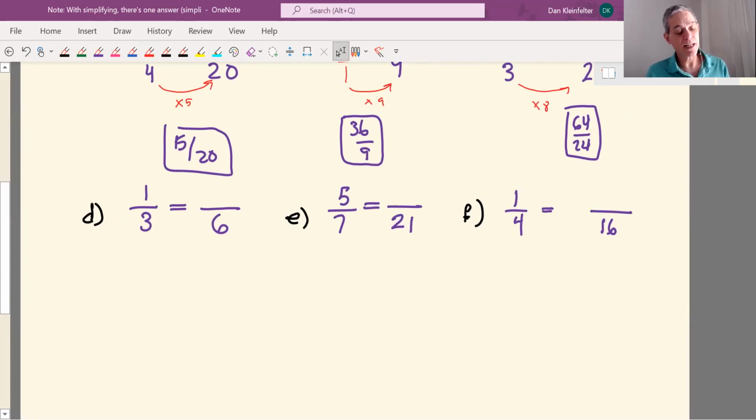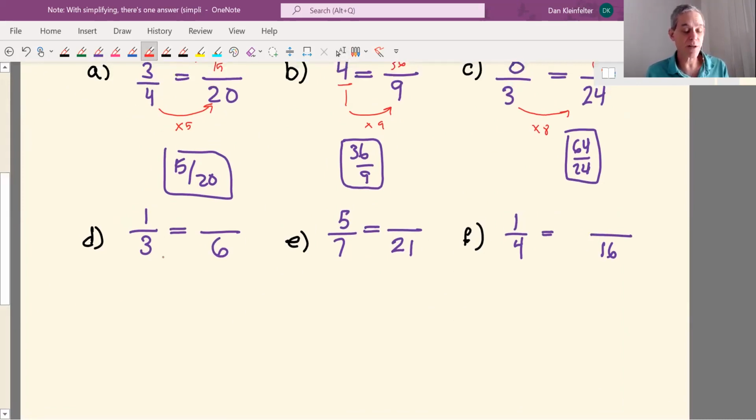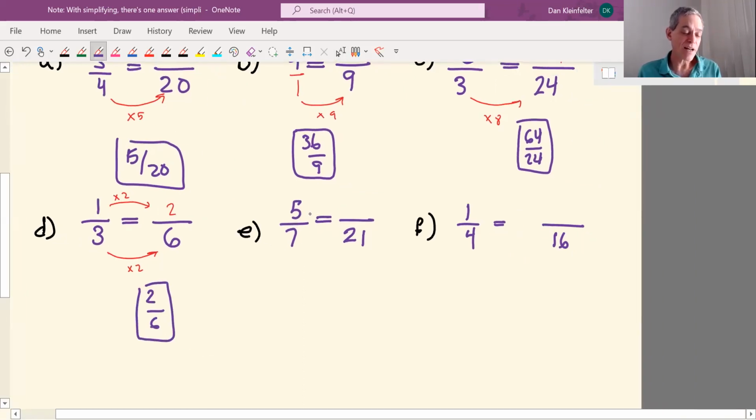All right, so let's try the next three. We want to turn 1/3 into 6ths, so we need to multiply by 2. It's kind of fun and relaxing. 3 times 2 is 6, 1 times 2 is 2, so we get 2/6. Okay, for 5/7, if we want to make that into 21sts, 7 will get multiplied by 3 to make 21. 5 will get multiplied by 3 to make 15. So this will give us 15/21.